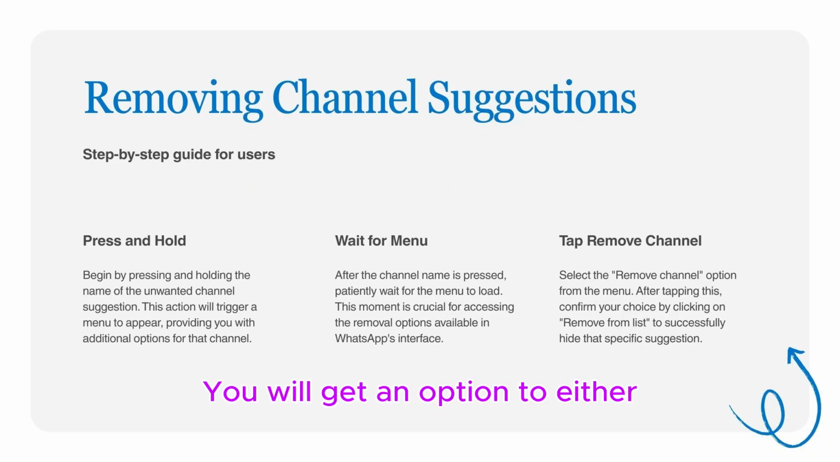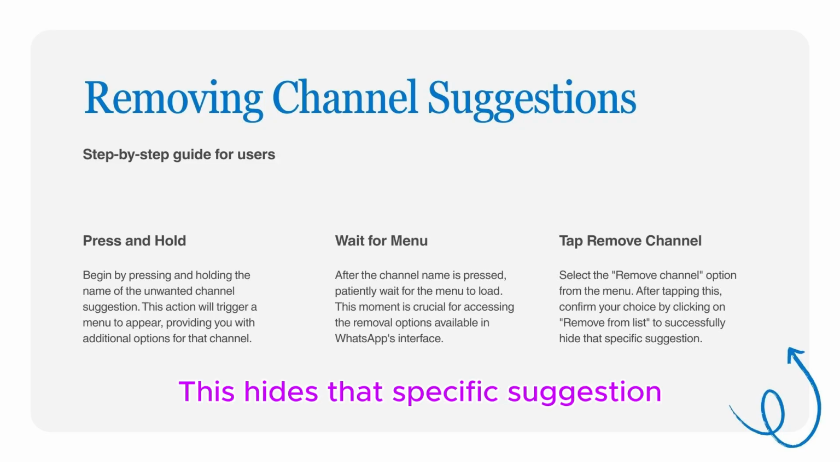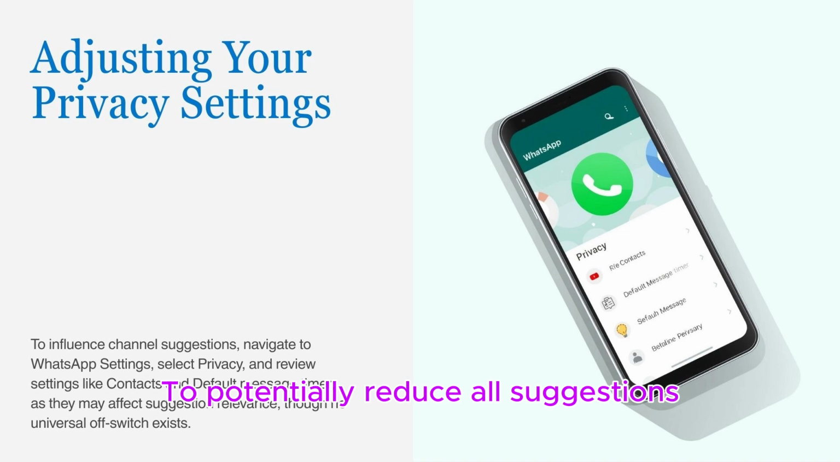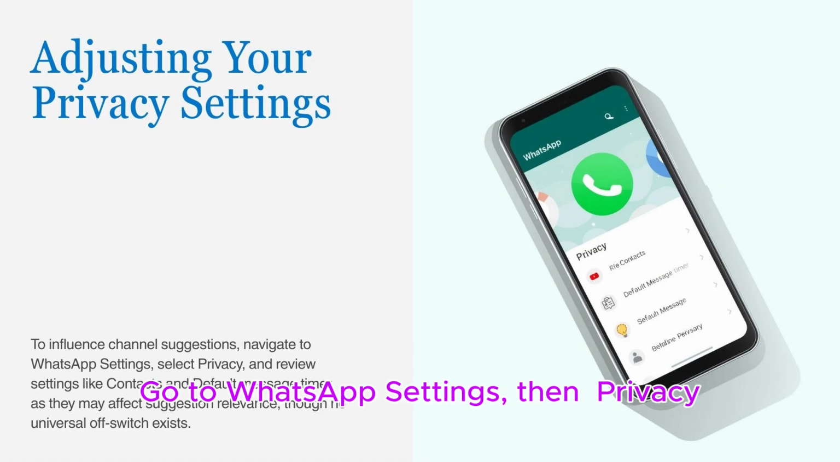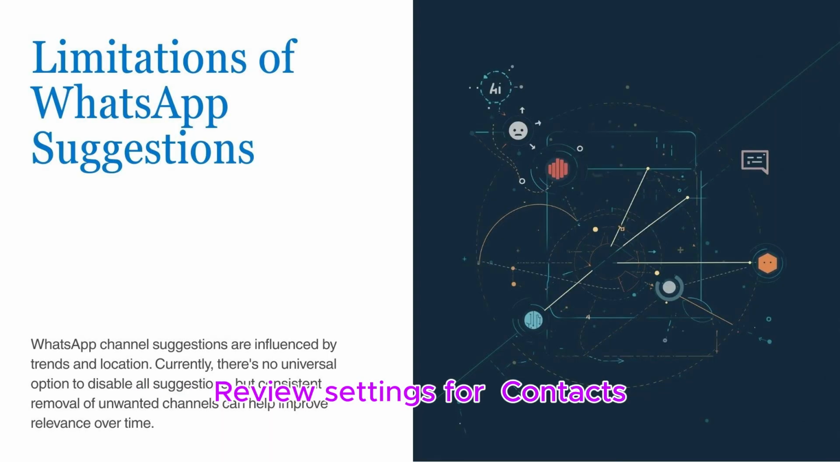You will get an option to either remove from list or report channel. Tap Remove from list. This hides that specific suggestion. To potentially reduce all suggestions, you can try disabling contact-based features. Go to WhatsApp settings, then privacy, review settings for contacts and default message timer.